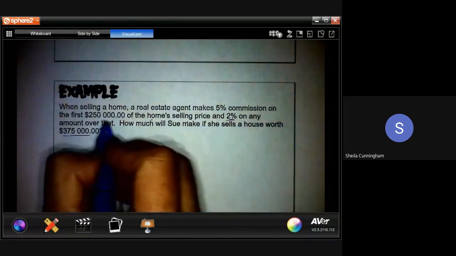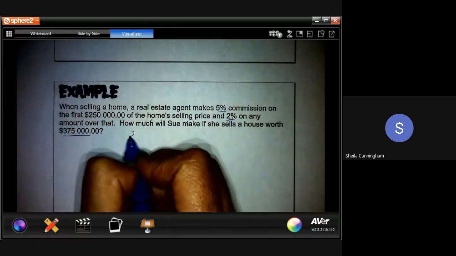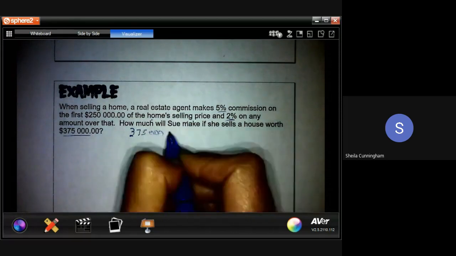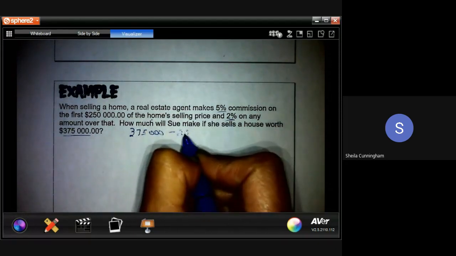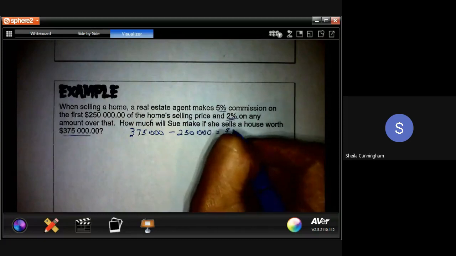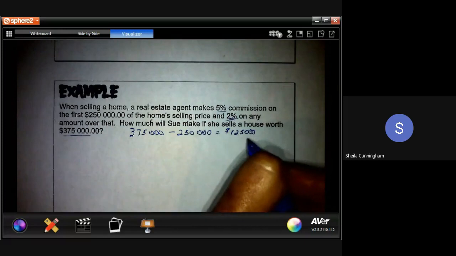Well, same thing. We know the first 250 is the 5%. We need to know how much over and above. So we're going to take the 375,000 and subtract from it the 250,000 to figure out what her commission rate of 2% applies to, how much she would actually have at that particular percentage. So 375 subtract the 250, and she's really at 2%, we're going to times it by the 125,000.